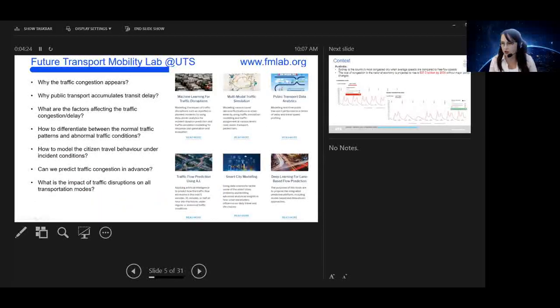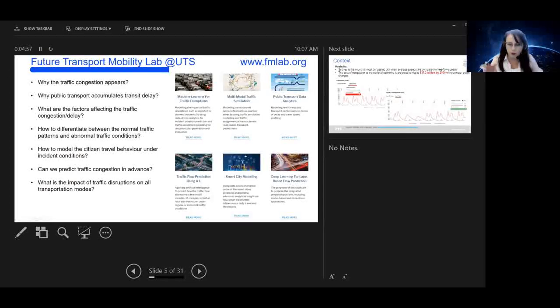Inside the Data Science Institute, this is the Future Mobility Lab, and I am representing and leading this. If you go to fmlab.org, you're going to see in there all the domains and all the topics that we're passionate about, starting with how to simulate different modes of transportation, how to do data analytics for public transport around Australia, and applying all sorts of deep learning algorithms, even for lane-based flow prediction, for example.